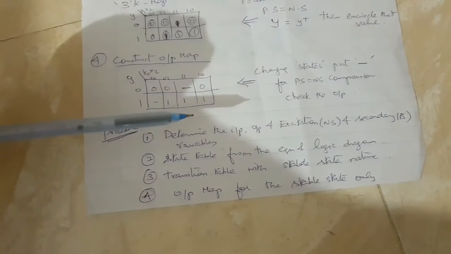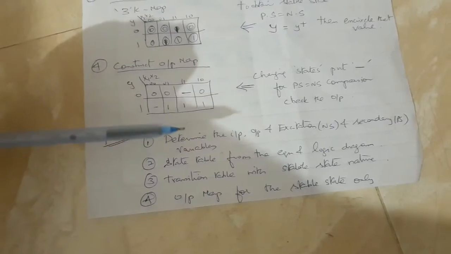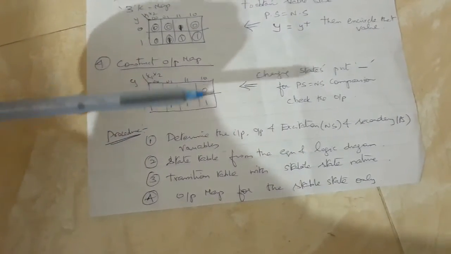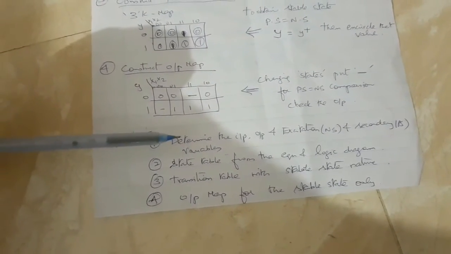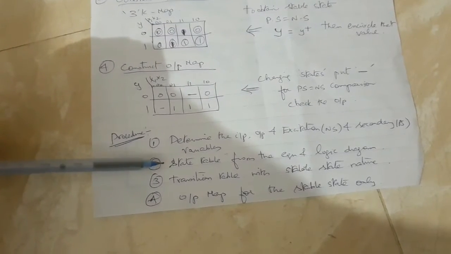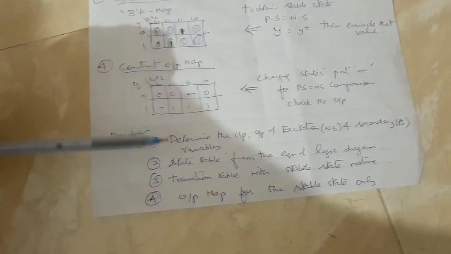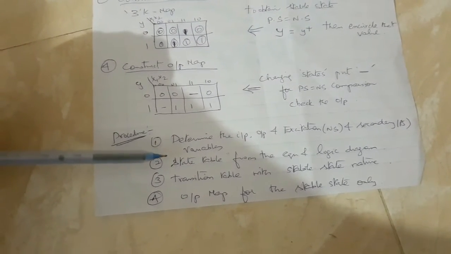Indirectly find out the excitation variable value and the secondary variable value. So the first step is you have to find out what is the input variable, what is the output variable, what are the excitation parameters, and what are the secondary parameters. From these 4 values, we need to find out the state table. The state table can be defined either from the logical diagram or from the state logical equations.